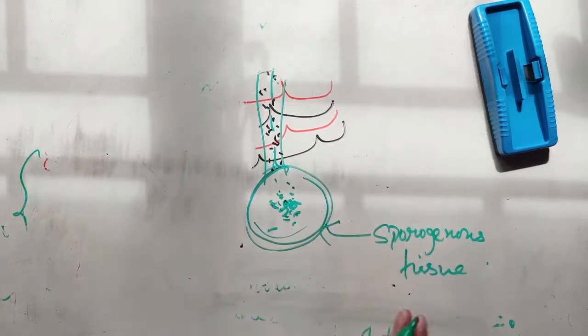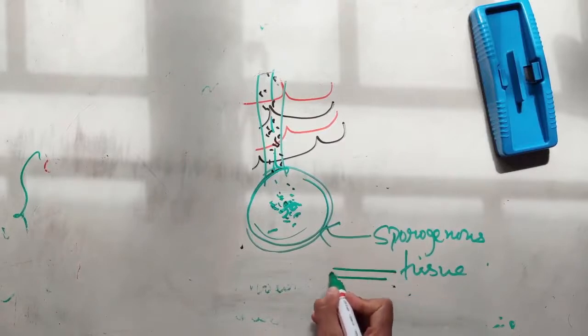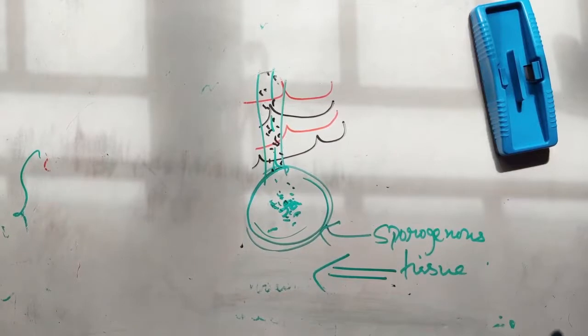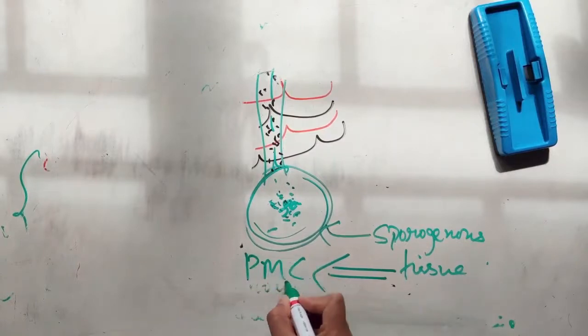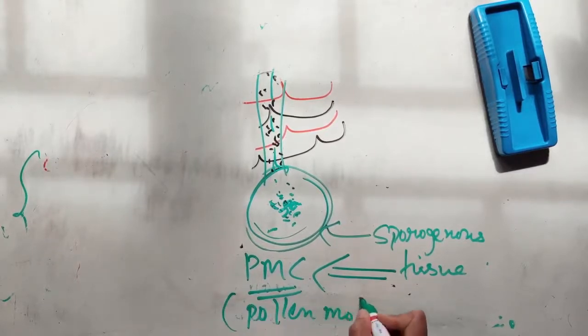Let us see. The sporogenous tissue transforms into pollen mother cells, PMC. They are called pollen mother cells because they form pollen grains, and because this is the starting cell, the mother.